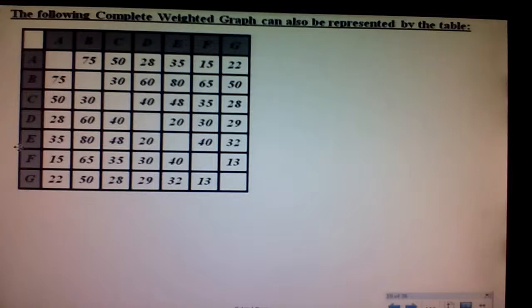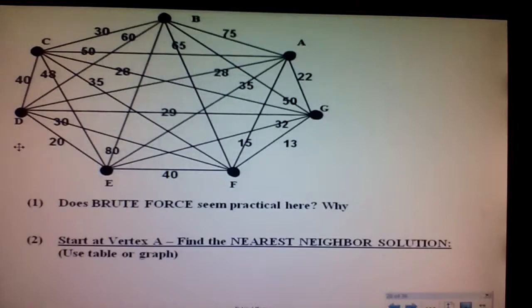So this is homework? No, we're about to do this, chill. Okay, so this is our last page. I gave you the table and I gave you the graph. We are going to use the table and then we're going to use the graph. They want us to start at vertex A.